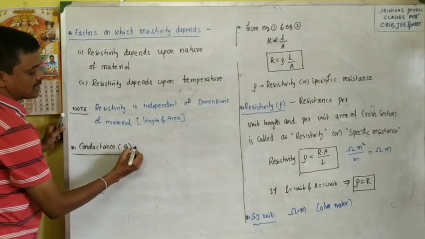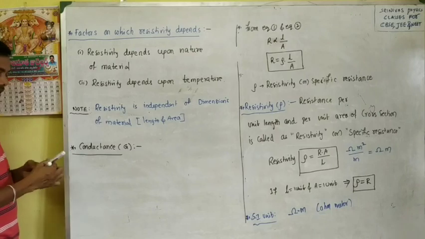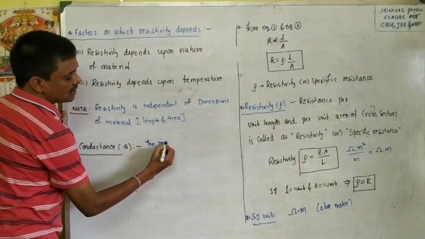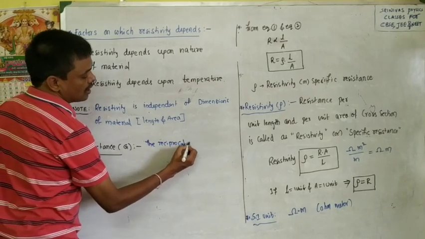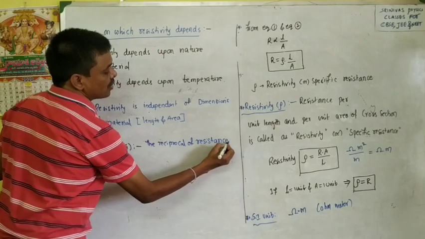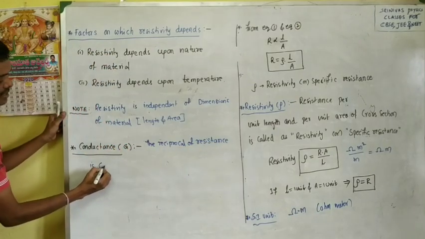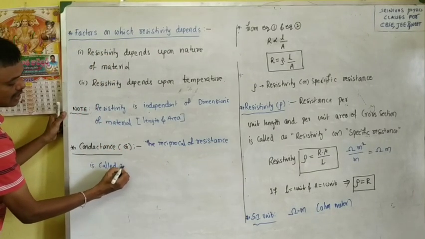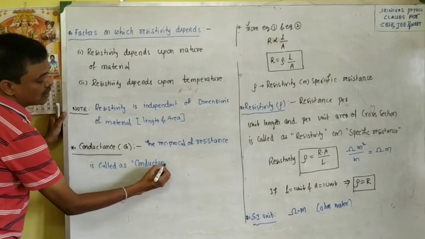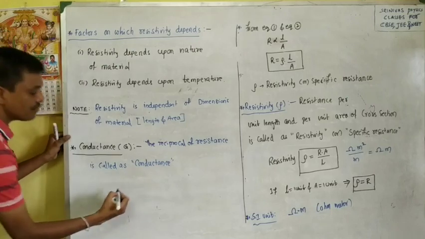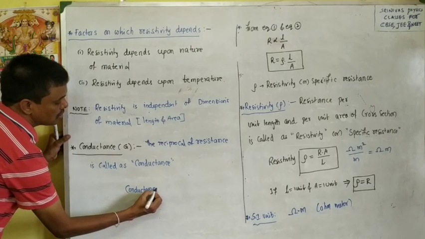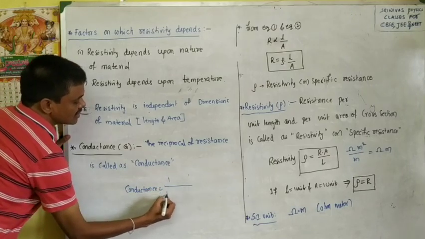Conductance is denoted with capital G. Conductance is the reciprocal of resistance. What is the definition? The reciprocal of resistance is called conductance. Conductance is what? It is the reciprocal of resistance. That means conductance is equal to 1 by resistance.